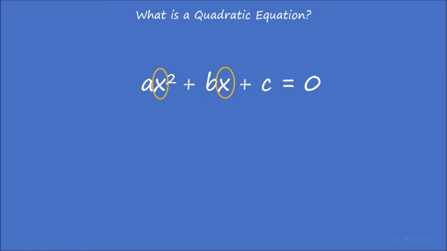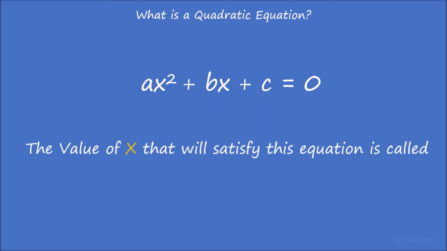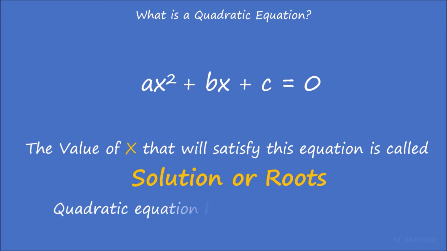x is the unknown, or what we call the variable. a, b, and c are what we call the coefficients. a is the quadratic coefficient, b is the linear coefficient, and c is what we call the constant. The value of x that will satisfy the equation, or makes the equation true, is called the solution, or roots. A quadratic equation has at most 2 solutions.